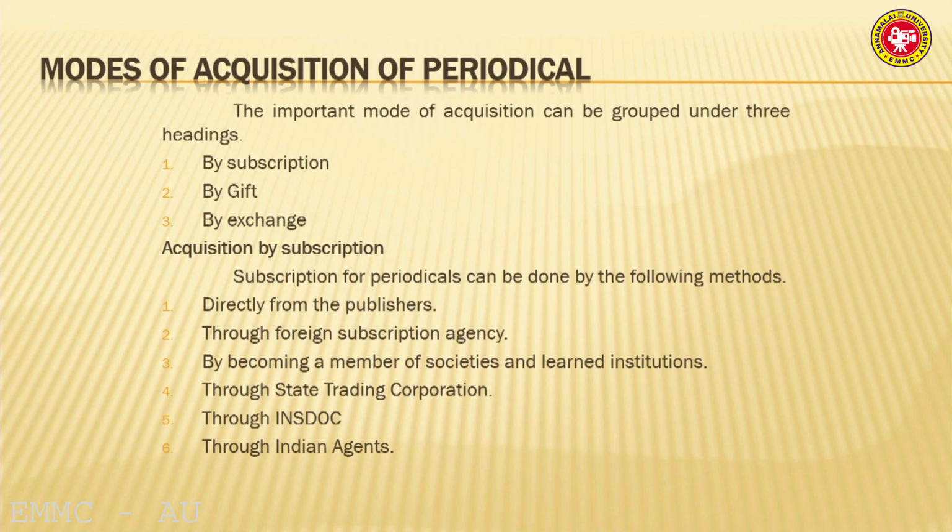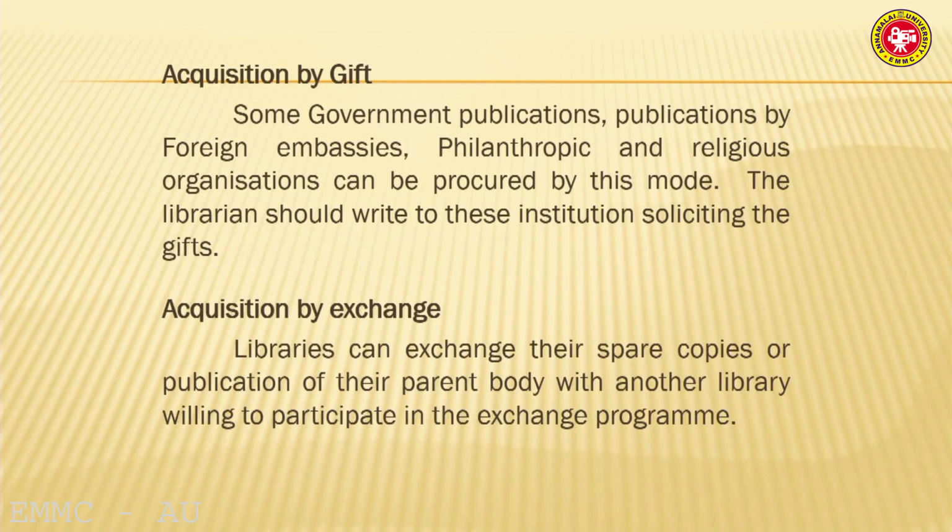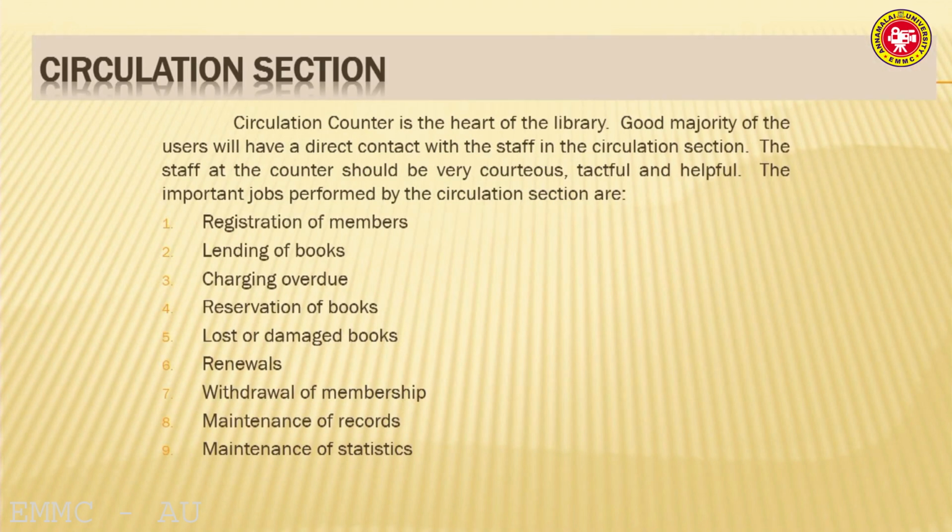What are the modes? By subscription, by gift, by exchange. In acquisition by subscription there are different methods: directly from the publisher, through foreign exchange, through a foreign subscription agency, by becoming a member of societies or learned institutions, through the State Trading Corporation, through INSA, through Indian agents. These are all the methods. Acquisition by gift and acquisition by exchange are similar to those for books.